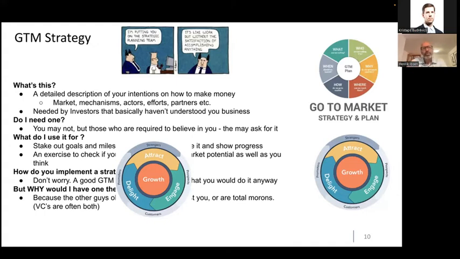So what you can use it for is to try to stake it out, like the business model canvas. Try to stake out your goals and your milestones.